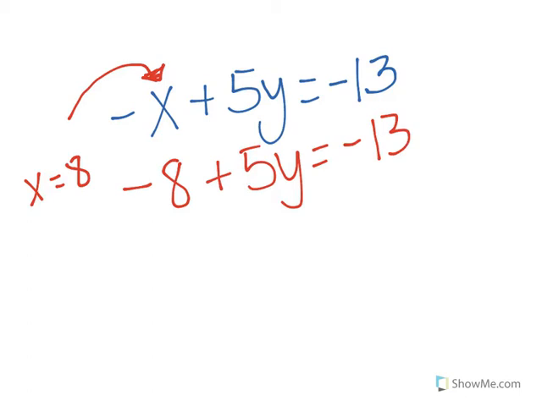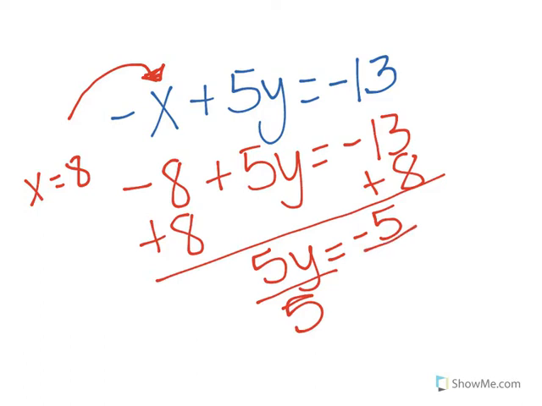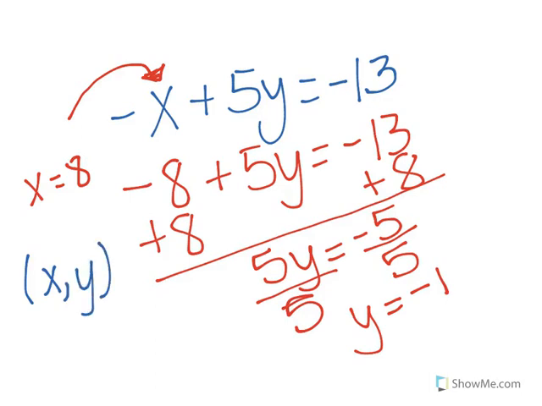Now it's a matter of solving for y by adding 8 to both sides. Right now you have 5y equals -5. The final step would be to divide by 5 on both sides. Your y equals -1. Again, keep in mind that when we're solving systems of equations, we need to have an x value and a y value and place them in that order because it is a point on the coordinate graph. Therefore, our solution is 8, -1.